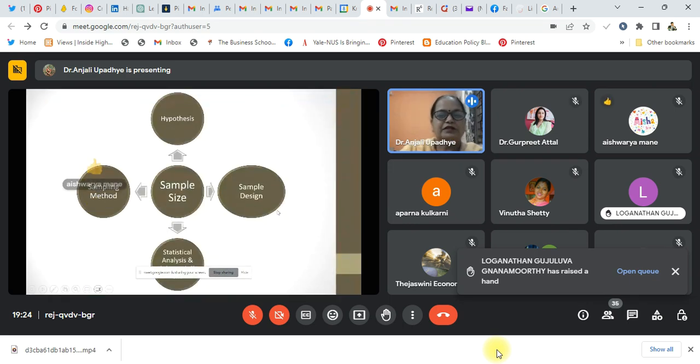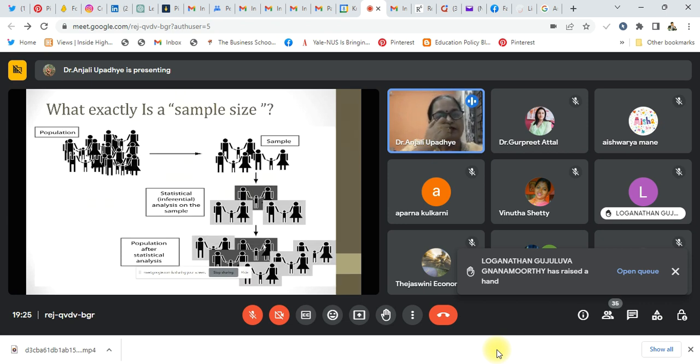So now here is one table, a chart I have given here. The sample size depends, first of all, on the hypothesis, that is, what hypothesis we set. It is a conclusion of our study. It will take help of the sample design, that is, the sampling distribution, as well as our sampling method. And after that, the statistical analysis and interpretation will give us proper, accurate results with a sample size. So we need to understand what my optimum sample size is for my research.